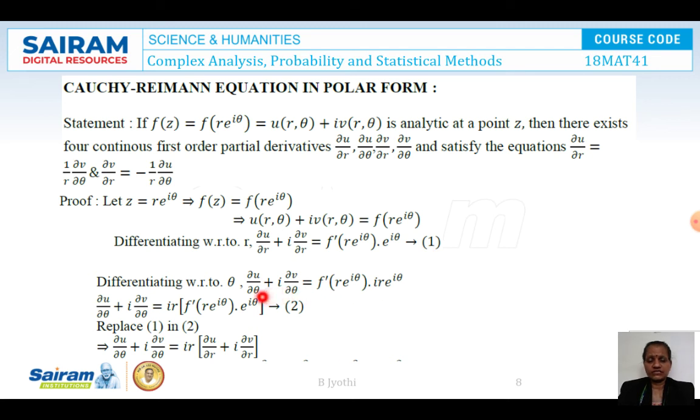Similarly, let us differentiate with respect to θ. We get ∂u/∂θ + i ∂v/∂θ = f'(re^{iθ}) multiplied by i r e^{iθ}. Now let us call this equation number 2. Then we will replace 1 in 2. We get ∂u/∂θ + i ∂v/∂θ = ir (∂u/∂r + i ∂v/∂r).